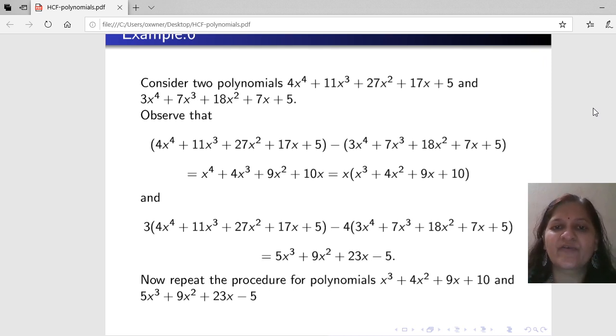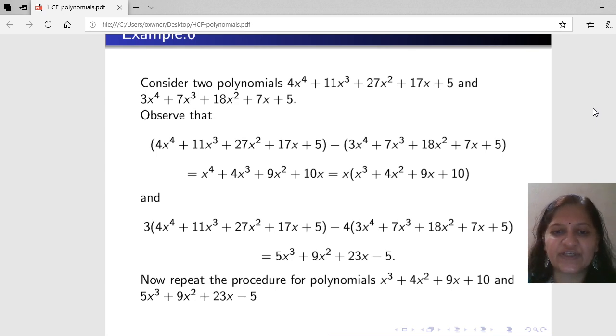Now look at the highest power terms. Those are 4x raised to 4 and 3x raised to 4. So we have to multiply the first polynomial by 3 and the second polynomial by 4 and then subtract. Then we get 5x cube plus 9x square plus 23x minus 5. Again, directly we cannot see any common factor between these two polynomials. So let us repeat the procedure for the new pair of polynomials, that is x cube plus 4x square plus 9x plus 10 and 5x cube plus 9x square plus 23x minus 5.